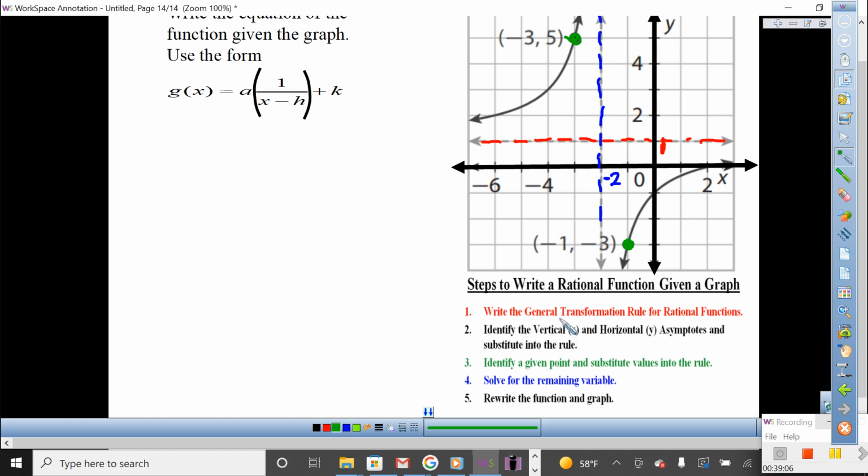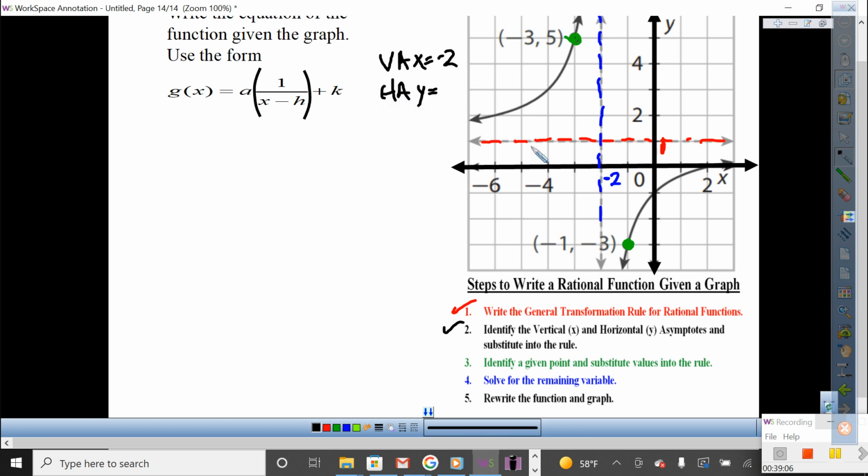So step 1 says, write the general transformation rule. Did you guys write this already? All right, so step 1 is done. You wrote the rule that they give you, yes? Okay. Step 2, identify the vertical and horizontal asymptote. So what is our VA? X equals what? Negative 2, which is here. And what is our HA? Y equals what? 1. Okay, so write that down. So we got that for step 2.